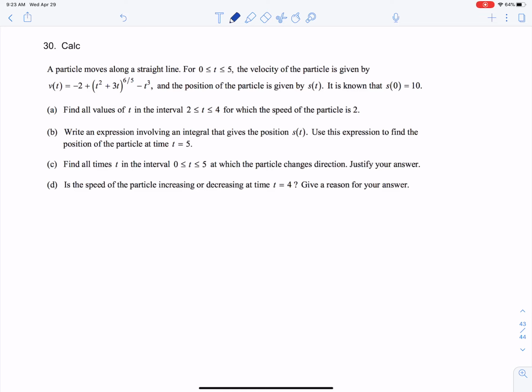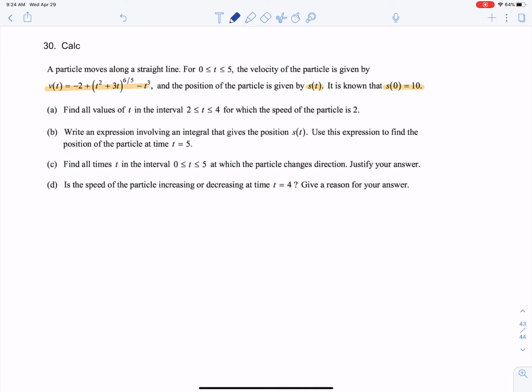Okay, we are going to look at number 30. So a particle moves along a straight line from 0 to 5. The velocity of the particle is given as this function right here. The position of the particle is given by this. And at time 0, it is 10 units to the right.